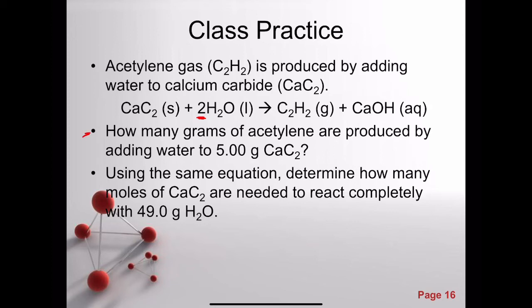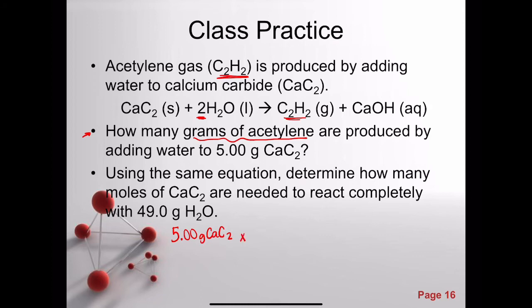So let's go ahead and start with the second bullet here. How many grams of acetylene are produced by adding water to 5 grams of CaC2? So I'm going to start with what they've given me, 5 grams of CaC2. And I'm trying to find grams of acetylene, okay? Which our acetylene is the C2H2, okay?